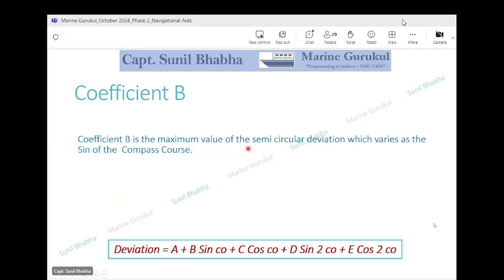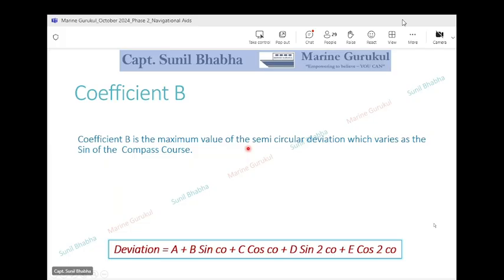To give you an example, let us say on a particular ship, you observe the deviation from heading north to south. It is easterly deviation. And when the ship heads from south to southwest, that is 180, 190, 270 up to 360, in the southwest and northwest quadrant, the deviation is westerly. So you see now for 180 degrees, the deviation was east. For the next 180, it has changed to westerly direction. Such a deviation is called a semicircular deviation.